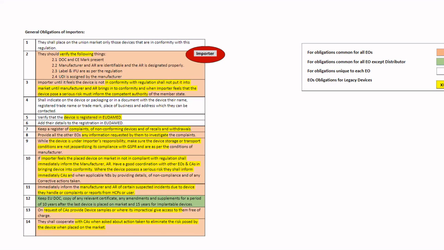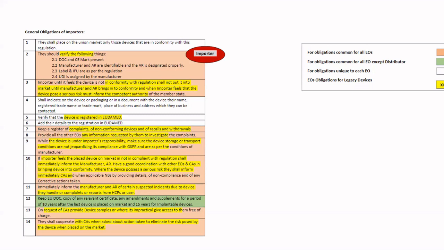Verify that the device is registered in EUDAMED. Even the importer has to register in EUDAMED, saying that I am the importer for this device. So add the details in the EUDAMED registration. Maintain a record of complaints of non-conformity, recalls and withdrawals. Provide all the other economic operators any information requested by them.